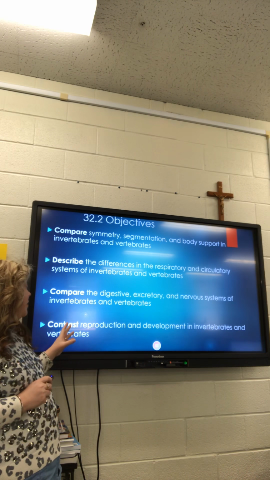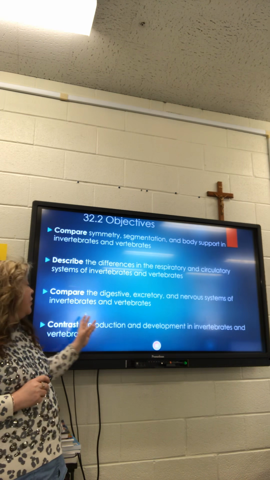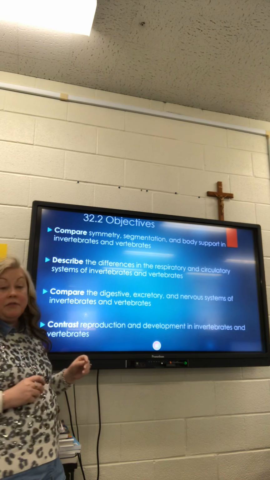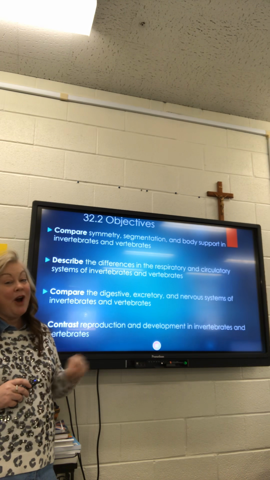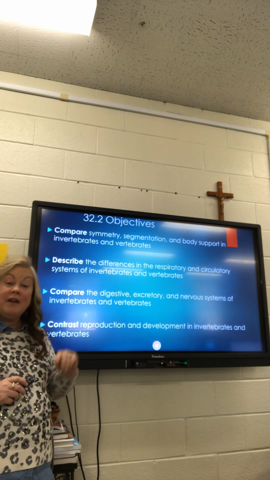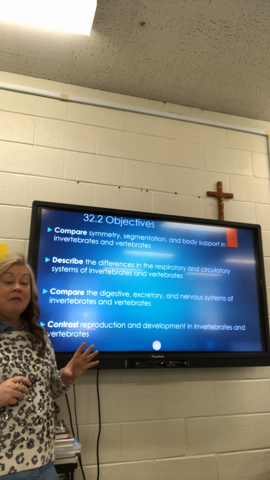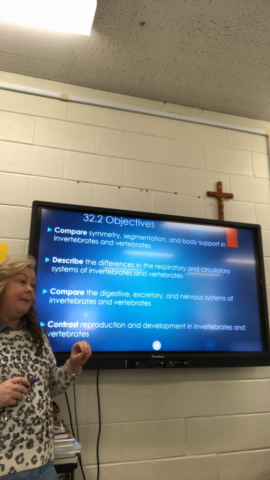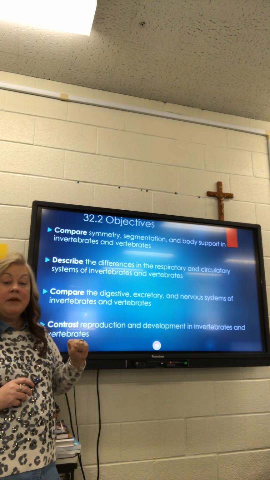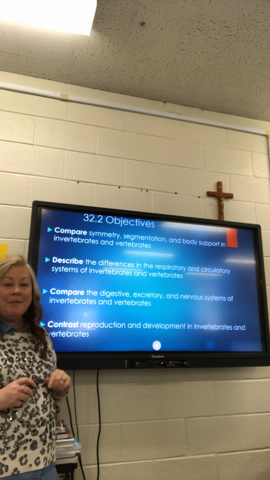Last but not least, we're going to be comparing and contrasting the reproduction and development in invertebrates and vertebrates. We know that all animals reproduce sexually. We know that it involves egg and sperm, but some animals reproduce externally and some internally, so we're going to find out about that.